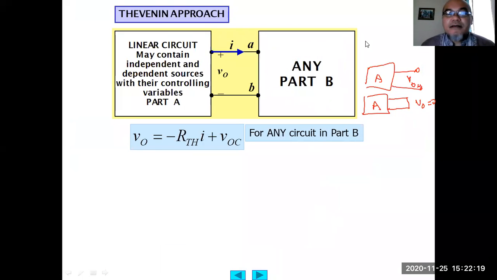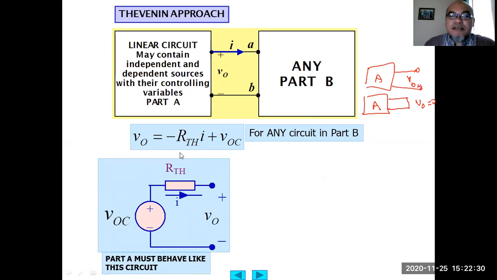So, okay, V output equals minus RTH times I plus VOC, V open circuit, for any circuit in part B. We can draw this as an electrical circuit like this, right? The output here, remember, Kirchhoff voltage law using loop analysis. If we use loop analysis here, negative VOC plus I RTH, right? Plus VO equals 0.